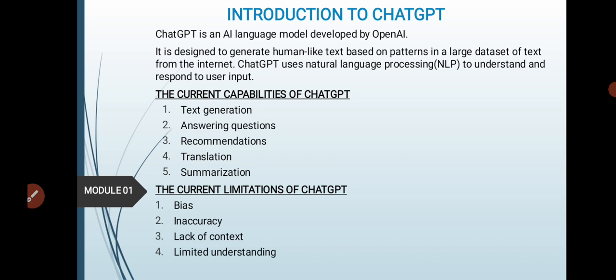Number 2, inaccuracy: it is not always 100% correct with recent happenings. As of the time of recording this course, ChatGPT was last updated in 2021. So any information it gives you is based on 2021, or it stopped at 2021. It doesn't give you current happenings as of 2022, 2023 upwards. That is where it stopped.